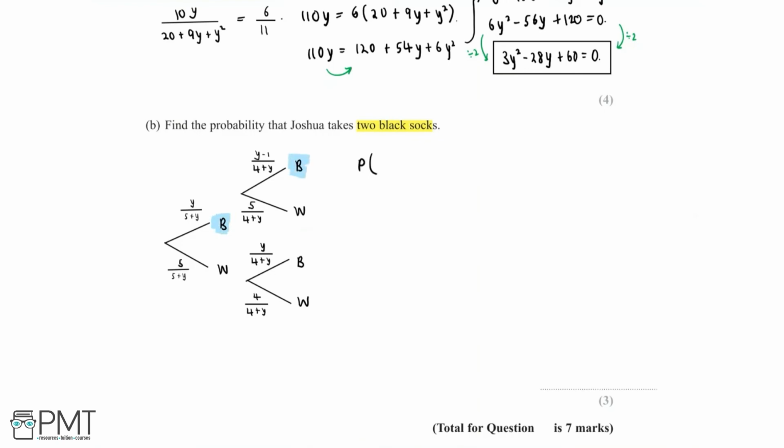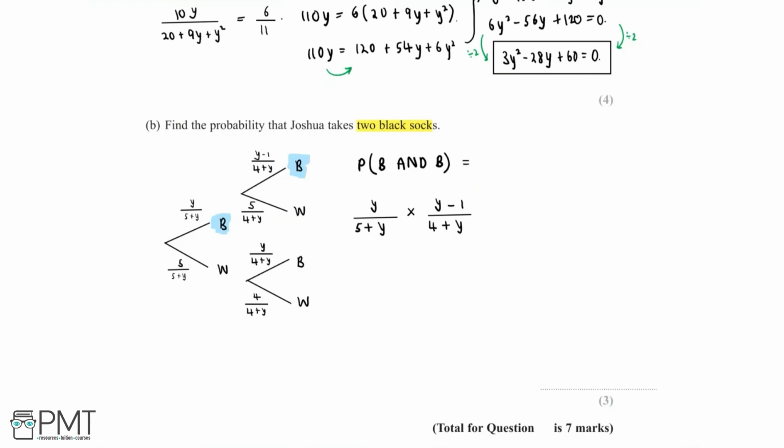So the probability of taking 2 black socks is the probability of taking a black sock and a black sock. We said that when we have "and", we multiply the probabilities. And so the probability of taking a black sock and then a black sock would be equal to y over 5 plus y multiplied by y minus 1 over 4 plus y.